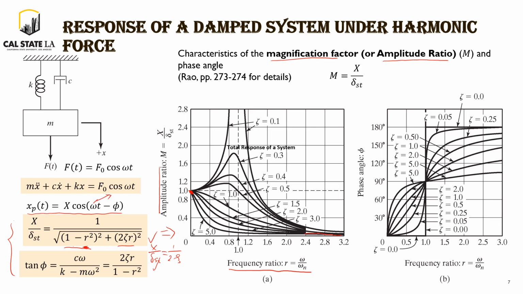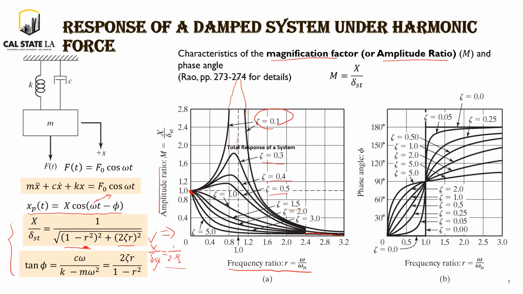And if zeta is a very small number, which is indicated by this curve, we know that the amplitude ratio becomes very large. So this is why we see a huge peak over there. And as zeta increases, the peak will decrease. We see the peak decreases if zeta is equal to 0.3, and if zeta is equal to 0.4, the peak becomes smaller, and zeta equal to 0.5, it becomes even smaller. So this is what we can see from the frequency ratio versus amplitude ratio plot.